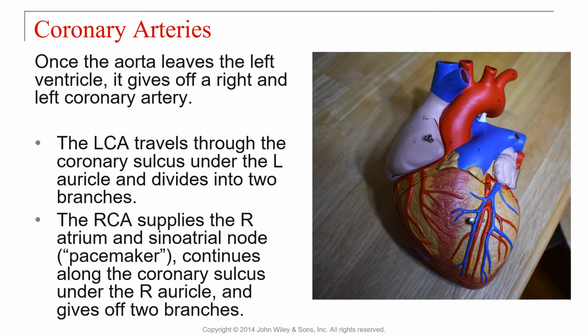Right coronary artery supplies right atrium and the SA node. Continues along the coronary sulcus under the right auricle and gives off two branches. So right here we have part of the right auricle, part of the right atrium. So this is going to be your right coronary artery.